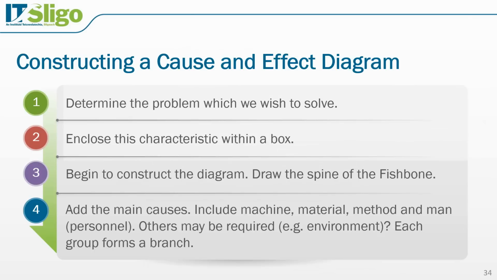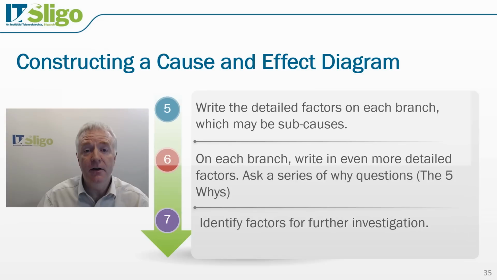The first step in constructing the cause and effect diagram is to identify the problem that we wish to solve. We then enclose this within a box, and from this box we draw the spine of the fishbone. We then add in as branches the major causes. These could be machine, material, method, man. We may also put in other potential causes, such as the environment. On each of these branches, for example the machine, we would identify the sub-causes.